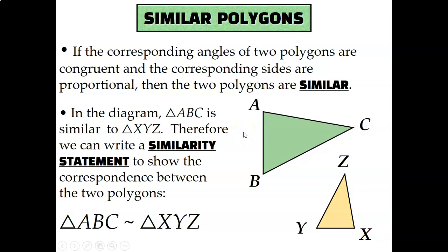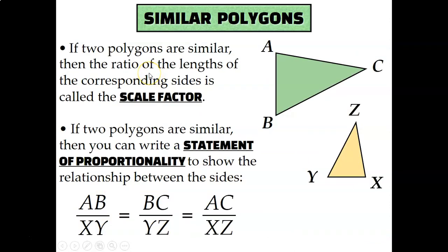We can write similarity statements in a very similar fashion to how we wrote congruent statements in first semester. You write the name of each triangle, or whatever kind of polygon you're given, with this symbol in between. This single squiggle means similar. So this would be triangle ABC is similar to triangle XYZ.